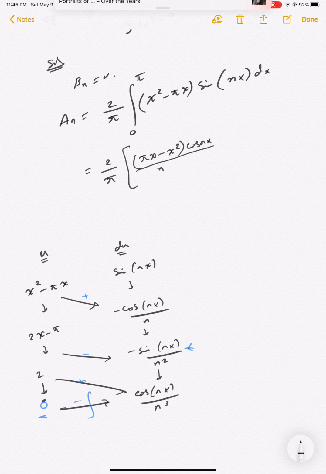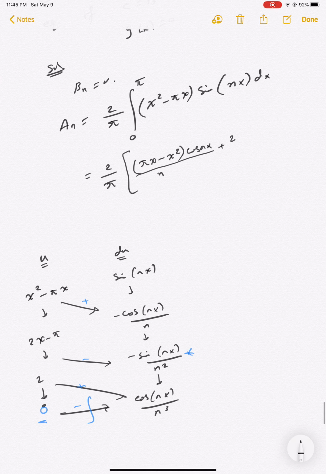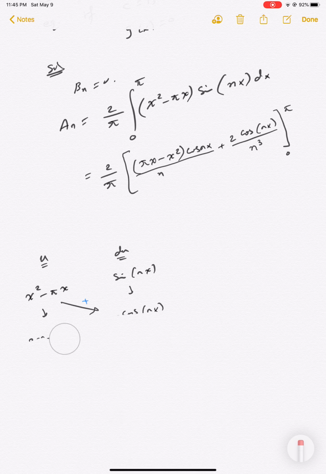Then as we agreed, the second term with the sine vanishes, it is 0, because when you substitute the limits it gives you 0. And then we have plus 2 cosine nx over n cubed, and the limits are from 0 to pi. So this is our integral, and I will need to erase this. Okay, so now you substitute the limits.